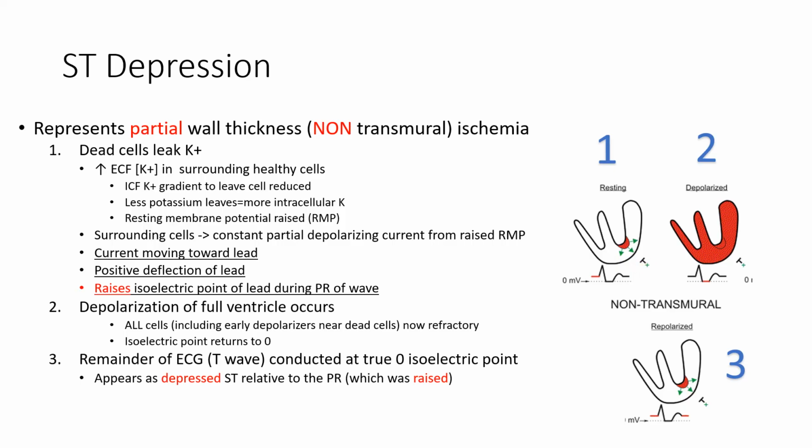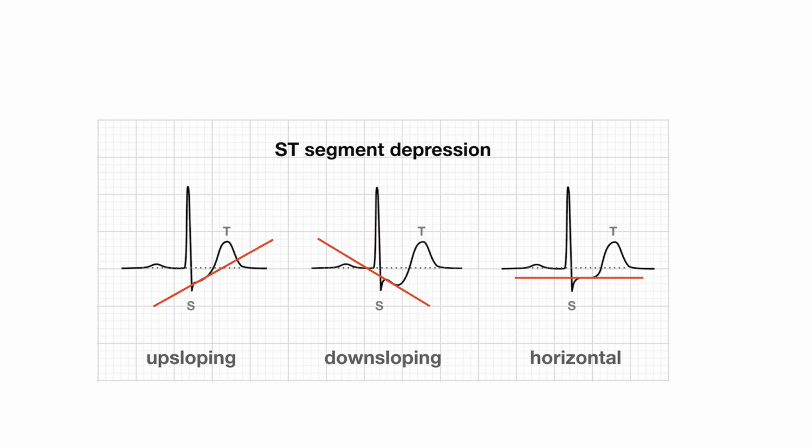And this is why the ST segment appears depressed relative to the PR interval, which was raised due to the constant partial depolarization of cells surrounding the dead tissue from a raised resting membrane potential due to higher extracellular potassium concentrations, reducing the gradient for potassium to leave the cell. We can have ST segment depression that appears to be upsloping, downsloping, or it might be completely horizontal, but you can see the different morphologies here.